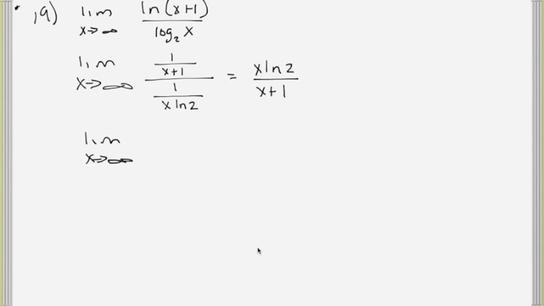On the top, I do not need a product rule because ln of 2 is a constant. So I have a constant times x, and the derivative of that is just the constant. And on the bottom, the derivative of x plus 1 is 1. So this is the ln of 2. So you just keep taking L'Hopital's rule until you get a determinate answer. You can keep doing it as long as it is indeterminate. As soon as it becomes an answer, you need to make sure you stop.